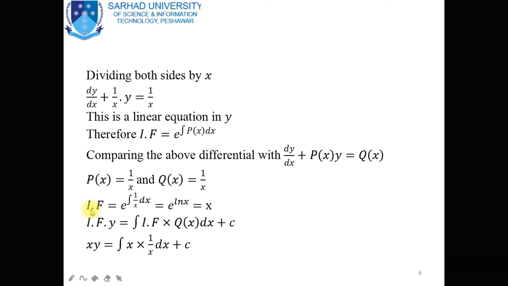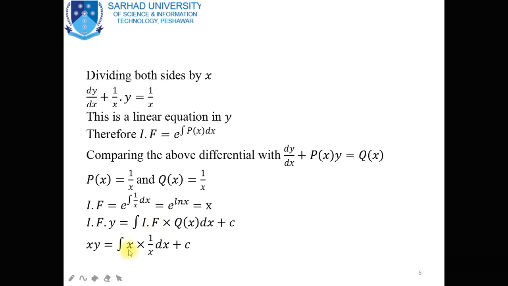So the integrating factor is equal to e^(∫(1/x) dx). Integration of 1/x with respect to x is equal to log x. So e^(log x) is equal to x. So this is the integrating factor. Now the solution of the first order linear differential equation is given by this formula: the integrating factor multiplied with the dependent variable is equal to the integration of the product of the integrating factor and the q function with respect to x, plus the constant of integration.